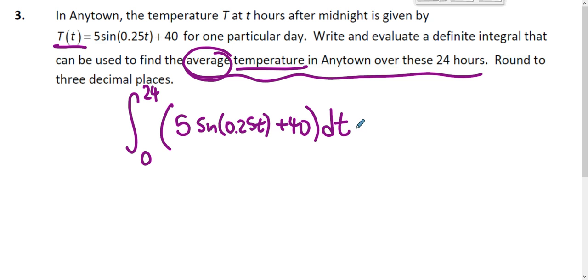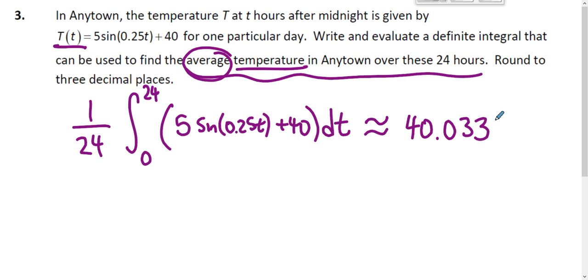And once we add those, to find the average temperature, we divide by how long the interval is. If you have a function that measures temperature and you are looking for the average temperature, we integrate and divide by the length of the interval. So what is that? Well, your calculator is going to tell you that that's about 40.033 degrees. And that makes sense.